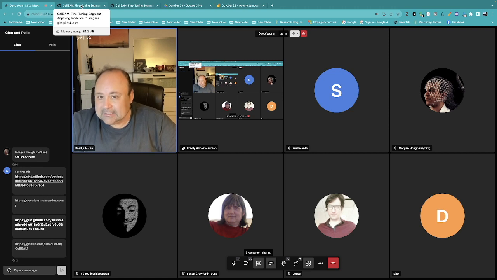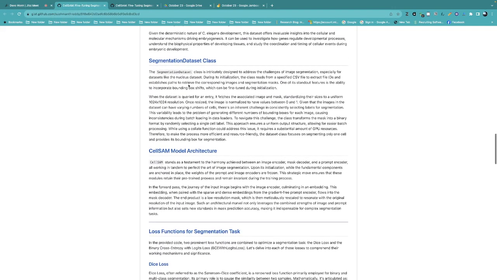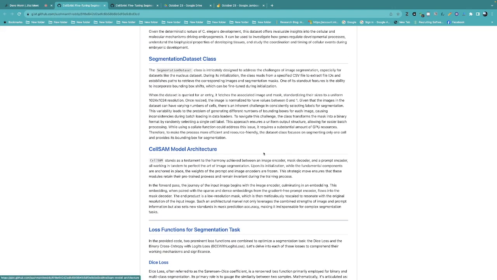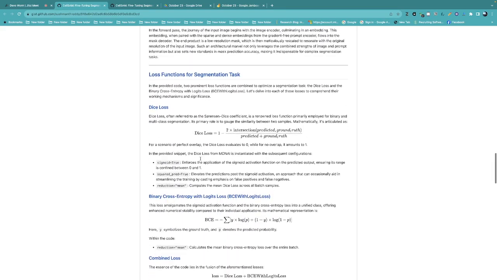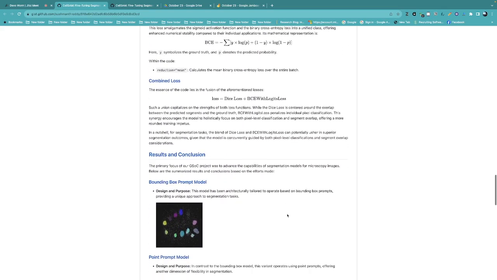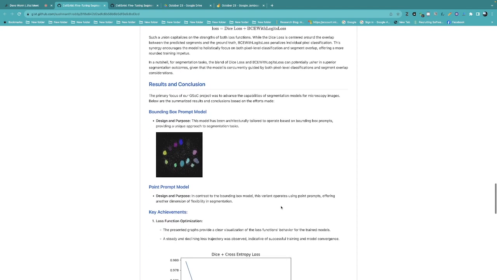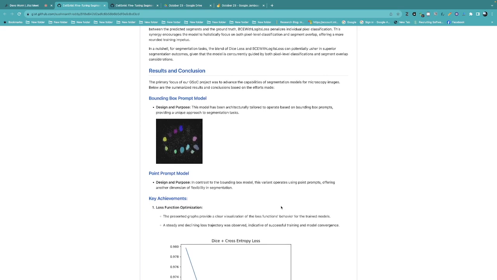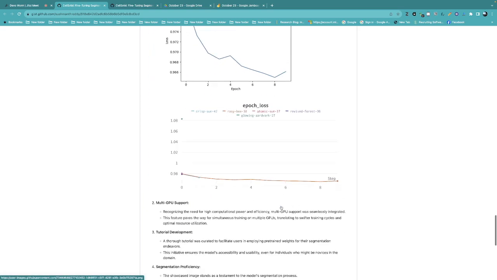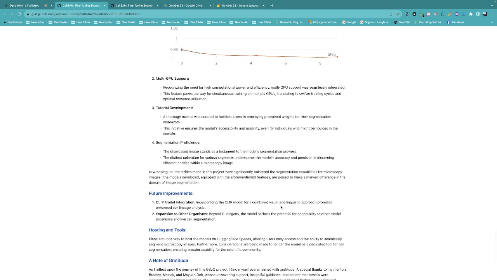If you need any help from me, I can help you with that too. So there's the segmentation data class, CellSAM model architecture, and loss function. You have the very general stuff at the top and the more specific stuff down here. Again, we'd want to expand some of this for the paper. This is really the basis of the paper, just the outline, so we need to flesh out each part.